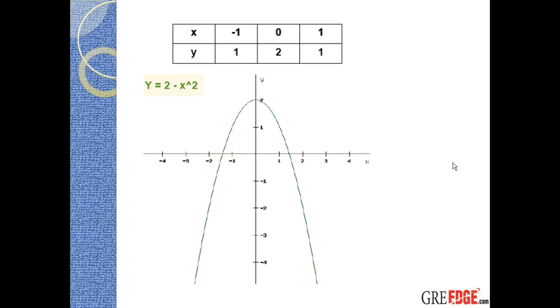Yes, Shamila, I can write the equation also as x square minus y plus 2 is equal to 0. Sorry, x square plus y minus 2 is equal to 0.